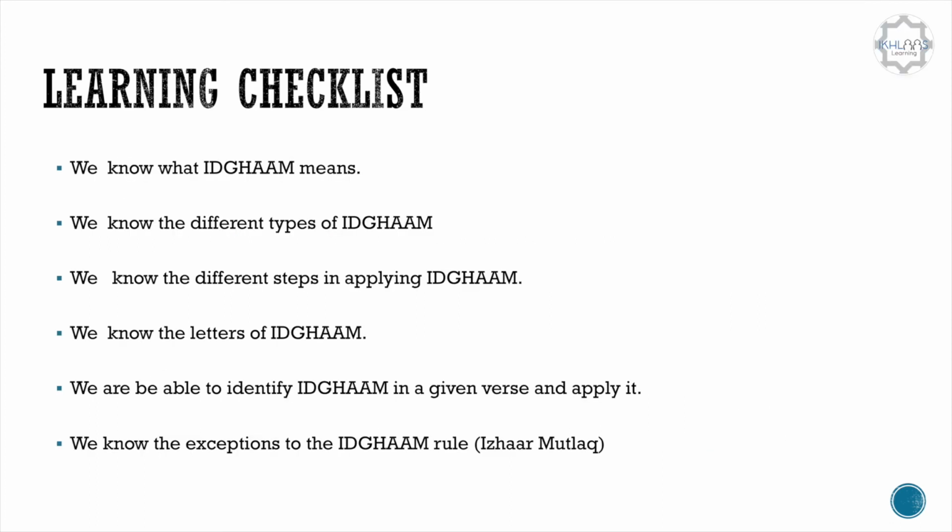So what have we learned in this lesson? We know what idgham means. We know the different types of idgham. We know the different steps in applying idgham. We know the letters of idgham. We are able to identify idgham in a given verse and apply it. And we know the exceptions to the idgham rule, which is idhar mutlaq.